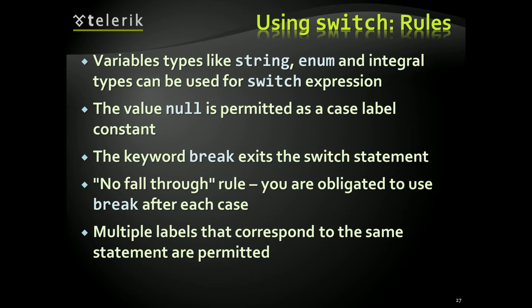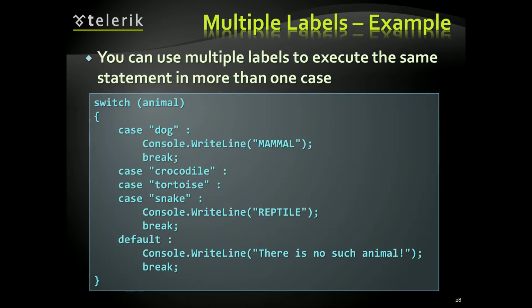So you can have multiple labels corresponding to the same statement. For example, we have some animals here, and if we get a dog, then we say that this thing is a mammal, because dogs are mammals. If we have a crocodile or tortoise or a snake, then this is obviously a reptile. And the default case is there is no such animal, or I don't know such a kind of animal, because obviously this switch case doesn't cover all of the thousands of species on the planet.